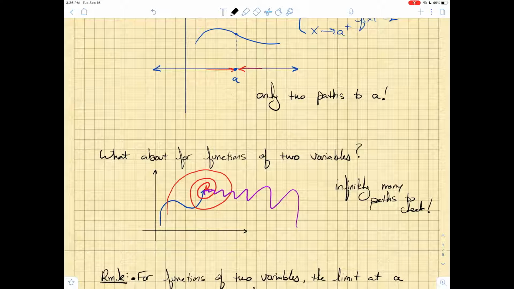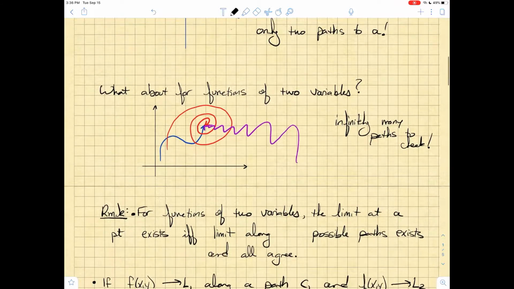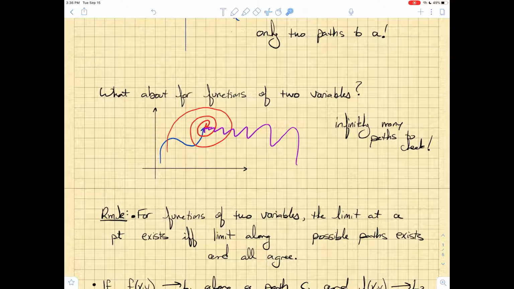Let me make a couple of remarks here. First off, for functions of two variables, the limit at a point exists if and only if the limit along all possible paths exists, and for all of those paths, the limits agree. It shouldn't matter which path you take to get to this point, you're going to get the same limit. In that case, if they all agree, then the limit at the point actually exists, and of course it is the same thing that all the other limits were.